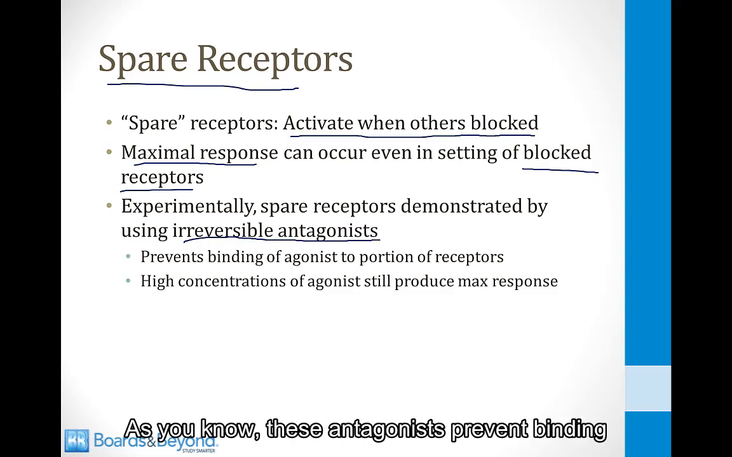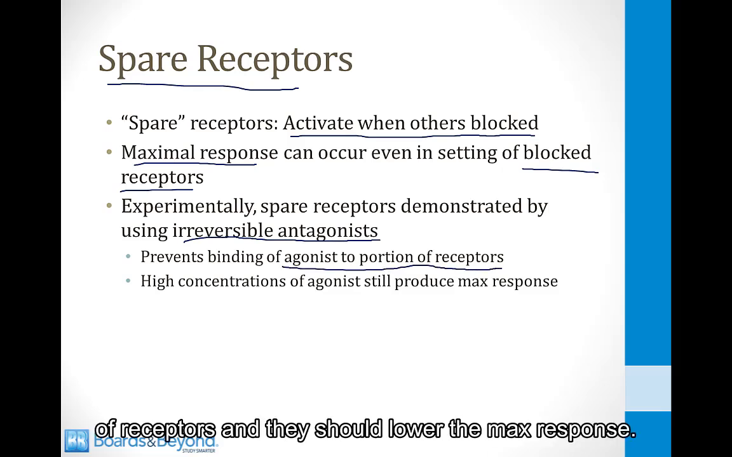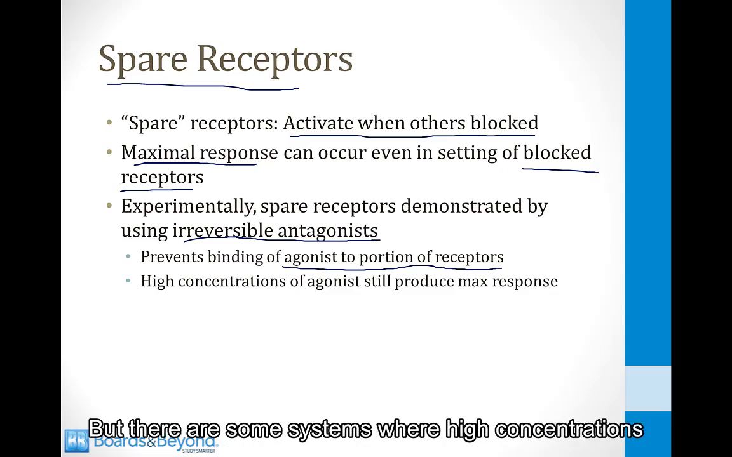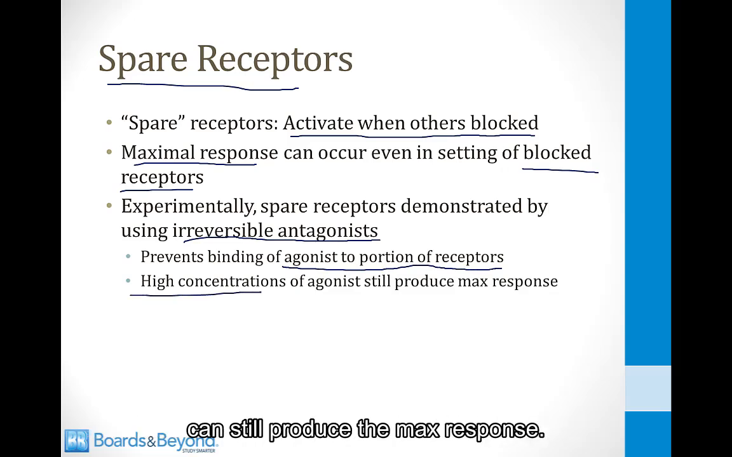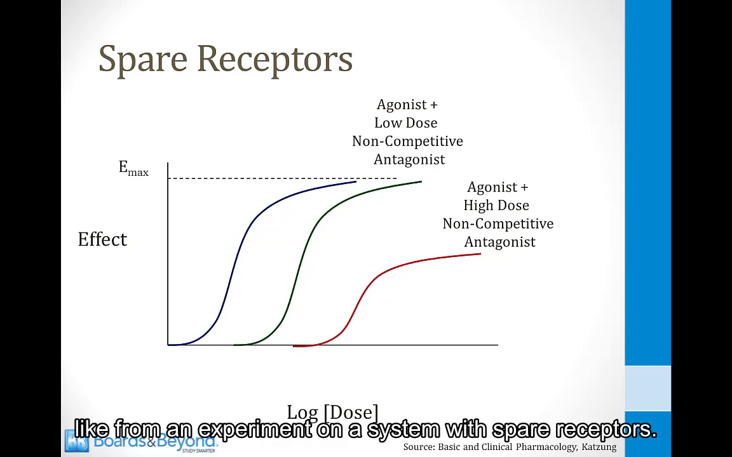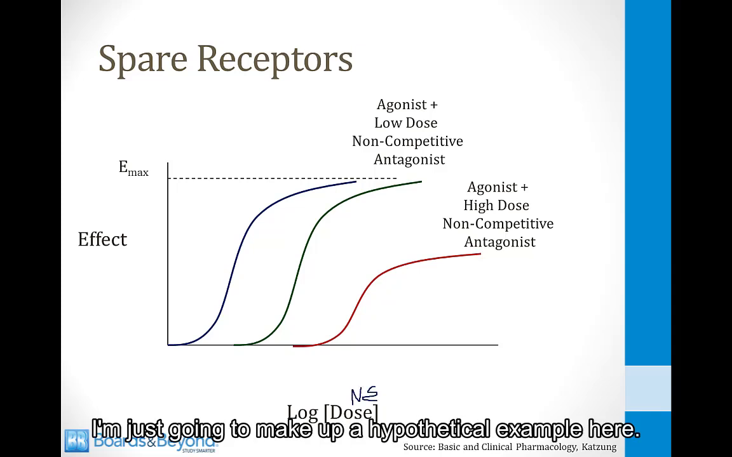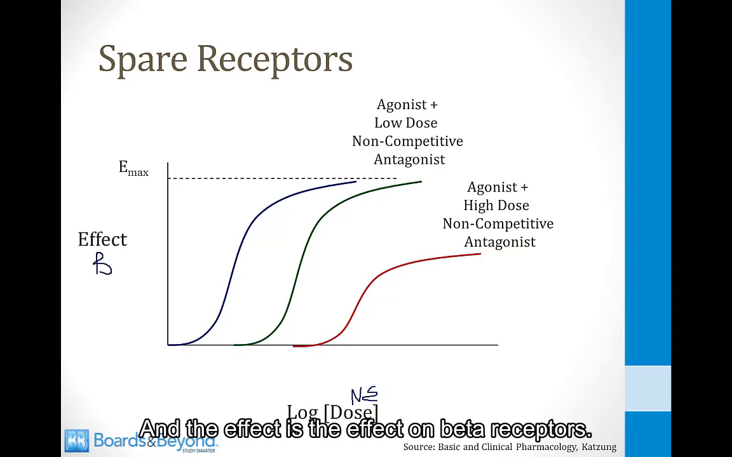As you know, these antagonists prevent binding of an agonist to a portion of receptors, and they should lower the max response. But there are some systems where high concentrations can still produce the max response. So this is what the data look like from an experiment on a system with spare receptors. So let's imagine that the dose here is the dose of norepinephrine. I'm just going to make up a hypothetical example here. And the effect is the effect on beta receptors.